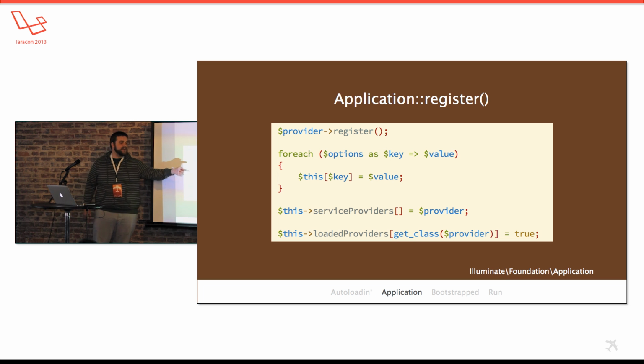And this is what it does when it registers those things. You can see it calls provider registers, so it calls the register class on each of those service providers that you create. And then it sets them to the service provider's local property, and it sets the loaded providers to true. That comes into play in a couple of things, not quite yet.